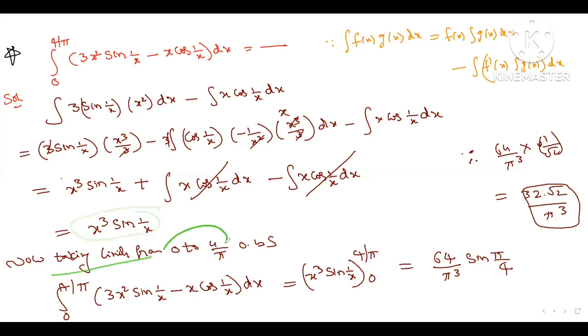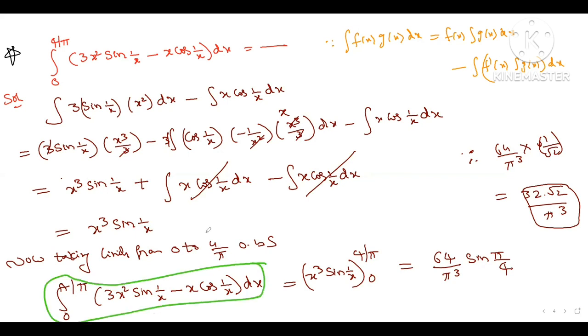Now taking limits from 0 to 4 by pi on both sides. Integral 0 to 4 by pi, this is the statement. So the right side value, we have got the integral value x cube sin(1/x) from limits 4 by pi to 0. First write in the place of x, 4 by pi, right? X cube is 4 cube by pi cube, 64 by pi cube, into sin(1/x). But the reciprocal of 4 by pi is pi by 4. So 64 by pi cube, sin(pi/4) value is 1 by root 2.